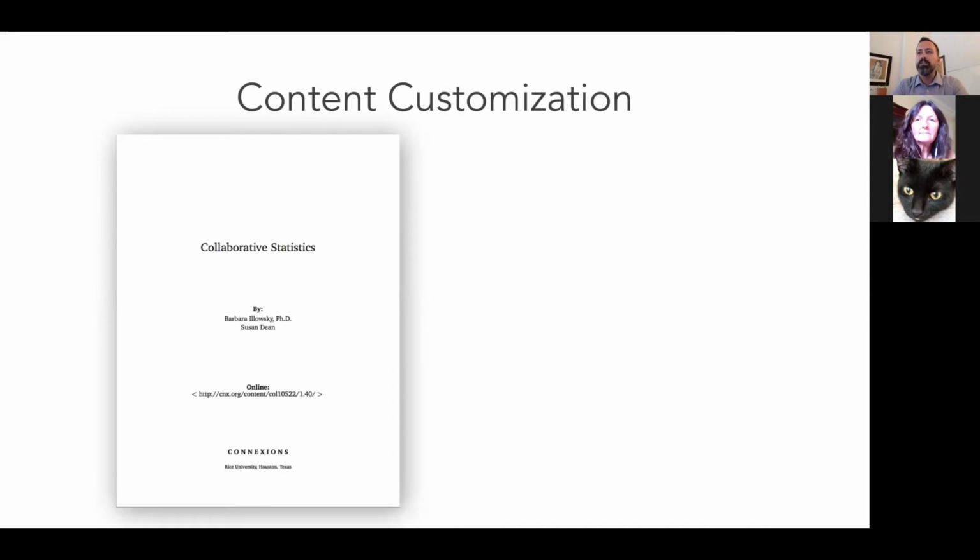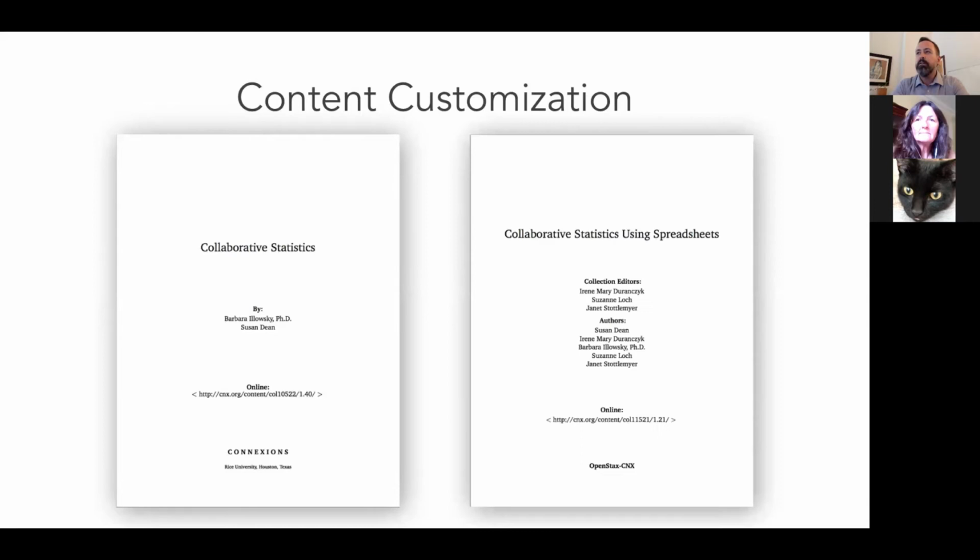So content customization. Here's a collaborative stats book. It was published by Rice University, and someone took it and just added the spreadsheet component. So in their specific courses, they weren't just teaching collaborative stats, they were teaching collaborative stats with spreadsheets. So all they did was take this other textbook and remix it to include their own content on how to plug Excel or Google Sheets or SPSS or something into this to make it more useful.